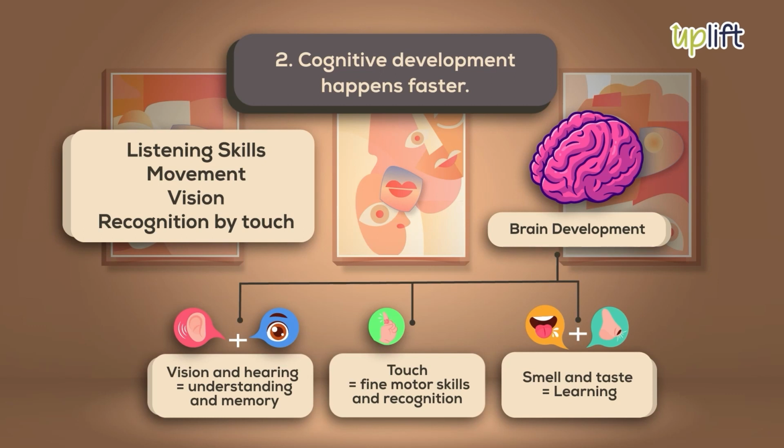Because of this, when students absorb information that is linked to multiple senses, they can understand and apply that information far better than students who just watch and listen. Stimulating multiple senses simultaneously improves listening skills, movement, vision, and even touch.